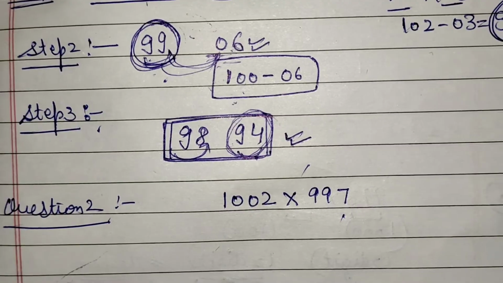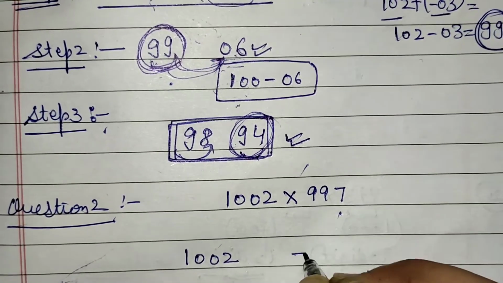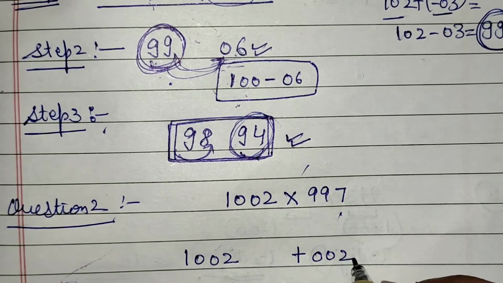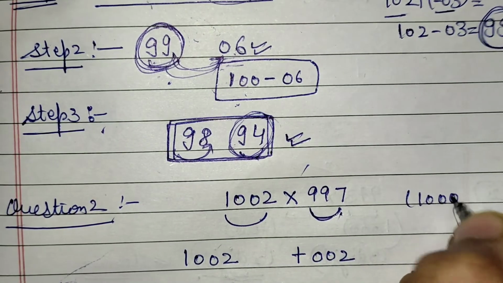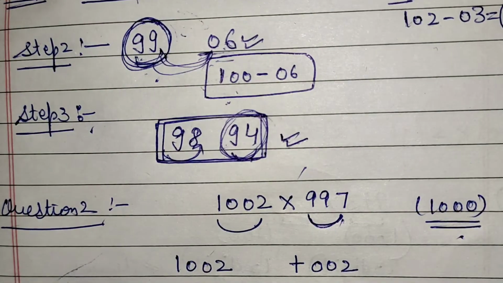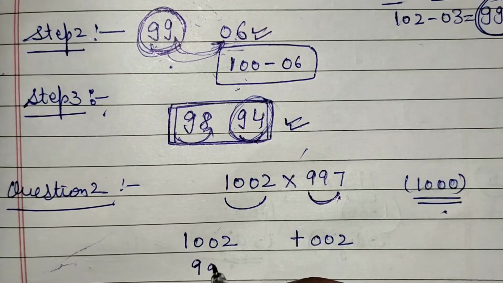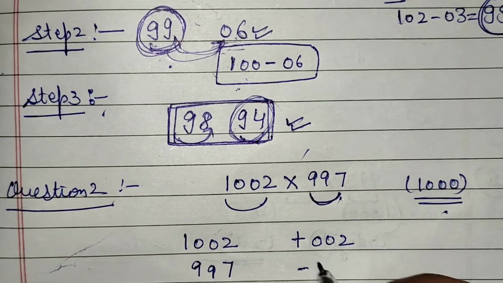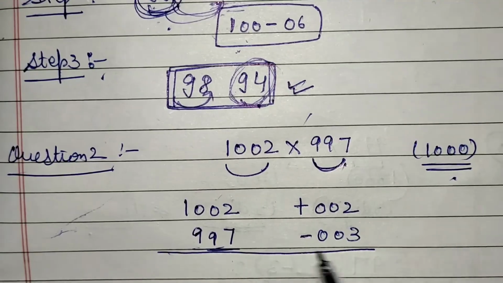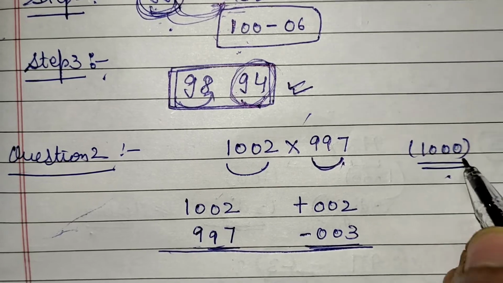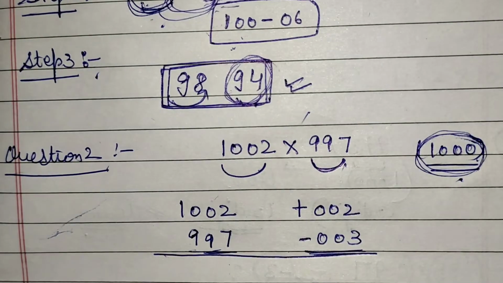Okay, so what will you do? 1002 is how much bigger than 1000? Now you can see both the values have base 1000. Both the values have base 1000. Then next, 997 is minus 003, meaning 997 is how much less than 1000. That's why I am calling 1000 my base.